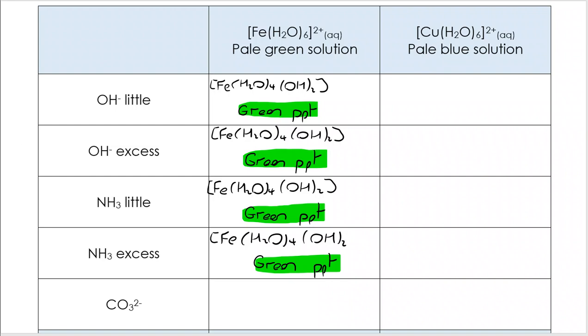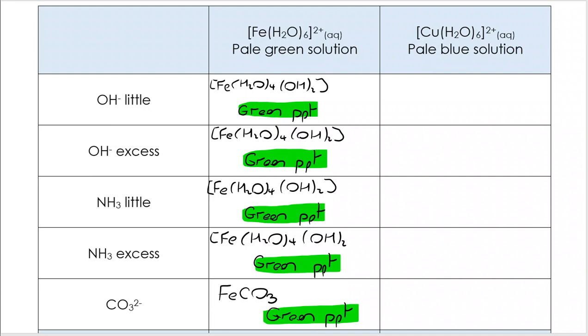A slight change, we did see this in an earlier video. If I take an iron 2 ion complex and I react it with carbonate ions, I make the insoluble metal carbonate, FeCO3. That's a slightly different shade of green, but it's still a green precipitate.